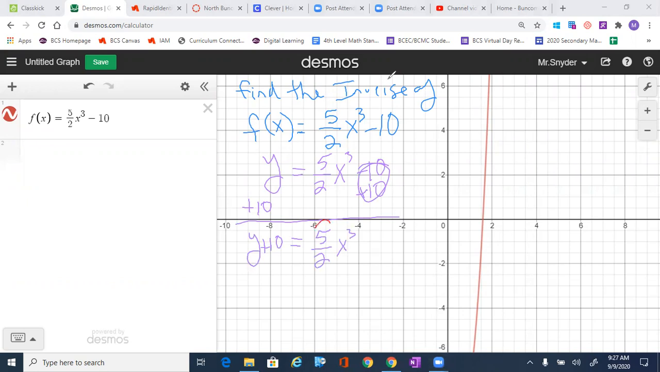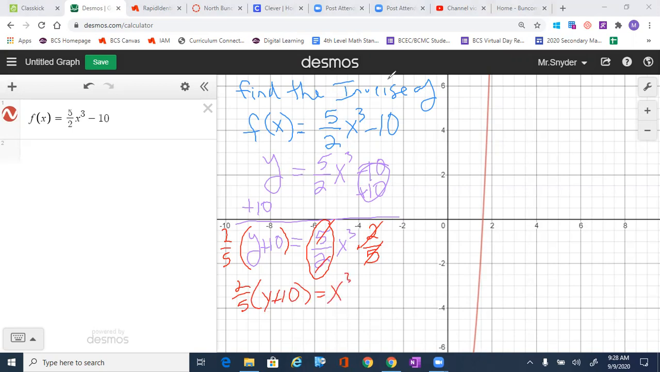In order to get rid of a fraction, 5 over 2 like that, I am going to use a reciprocal, which means I just flip that fraction, okay? And I multiply. And I'm going to do that on the other side, but when I do that, I need to put parentheses because I'm multiplying the whole value by that 2/5. So 2 over 5. This 2 cancels with that 2. This 5 cancels with this 5. And then I'm left with 2/5 (y plus 10) equals x cubed.